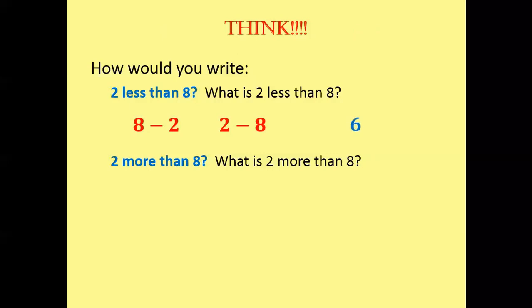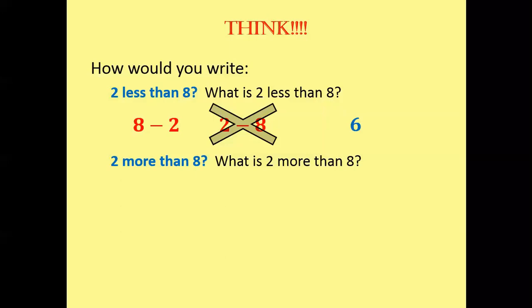2 less than 8 is 6, right? So let's think about 8 minus 2 and 2 minus 8. Which of those are equivalent to 6? 8 minus 2 equals 6, but 2 minus 8 is not. So you can see here that when you're talking about less than something, it means that we're subtracting that value from the first. And it's important to realize that order makes a big difference. So when I say 2 less than 8, I know that I'm going to start with the 8 and take the 2 away from that, to subtract the 2 from it.